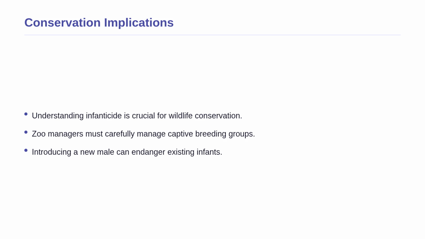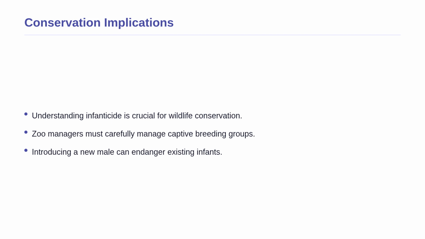Before we summarize, let us consider how this knowledge is applied in the real world today. Understanding the evolutionary math behind infanticide is absolutely crucial for modern wildlife conservationists and zoo managers. When managing captive breeding programs for endangered species, humans must step in to prevent these brutal natural instincts from taking over. If a zoo manager simply introduces a new adult male into a captive group of females with nursing babies, the result could be the tragic loss of highly endangered infants.